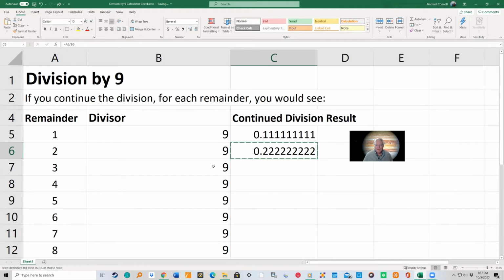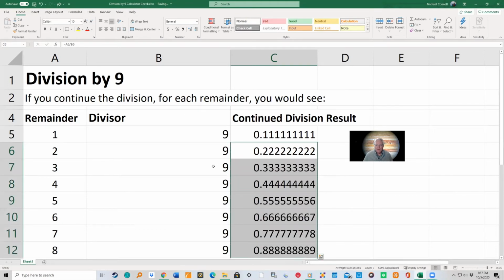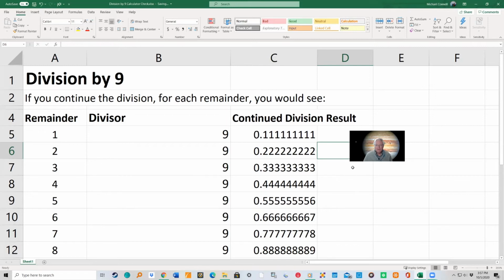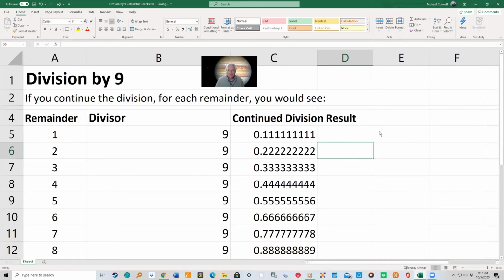And so if I continue to copy this going down, you'll notice that 3 is 0.3 repeated forever, 4 is 0.4 repeated forever, 5 is 0.5 repeated forever, and so on. So when you think about how this looks on your calculator, if you have made a prediction that would indicate that perhaps you have a remainder of 5, then 5 divided by 9, since that would be the continued division, would be equal to 0.55555, and so on.